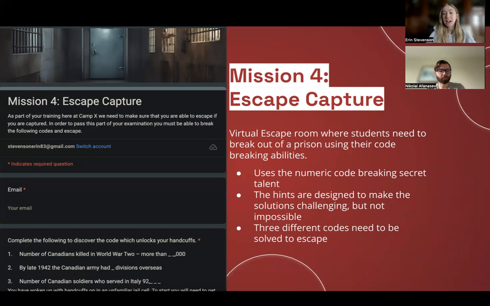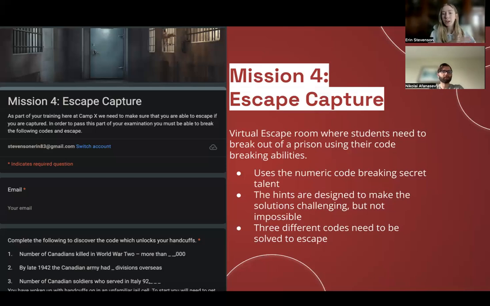So, if a student has this at the start of this mission, the teacher or head spy will tell them the first letter or the first number of the first code. There are a series of situations that they need to escape from. Basically, they're put in a situation where they are waking up in a jail cell and they're handcuffed, and they need to break a code to get out of those handcuffs.